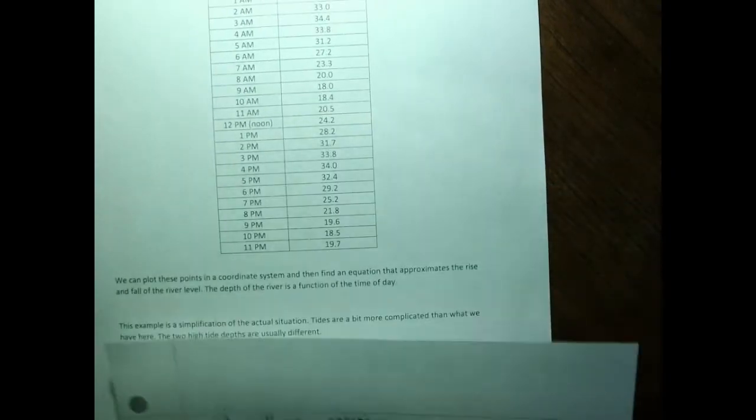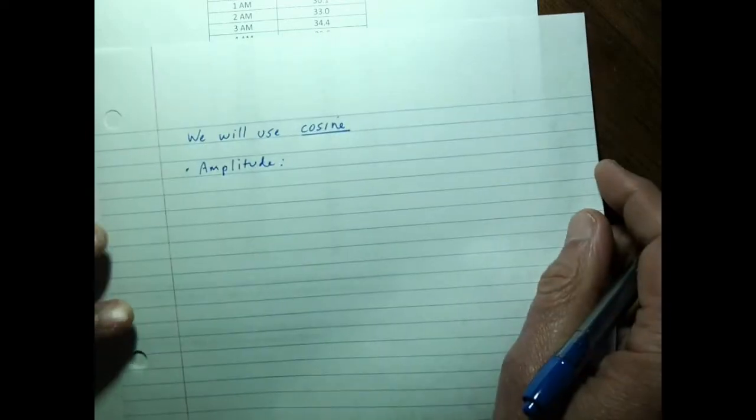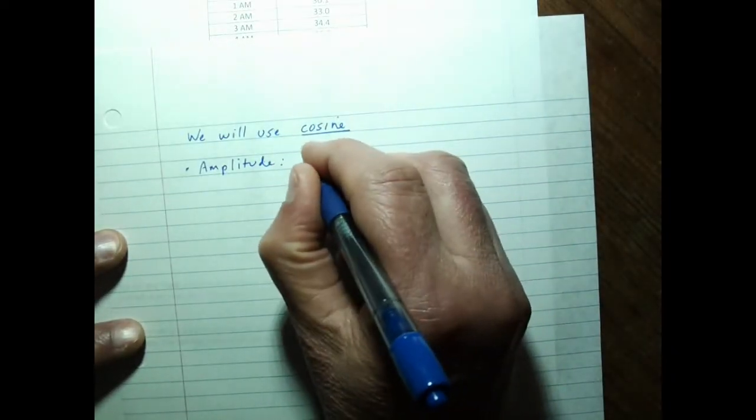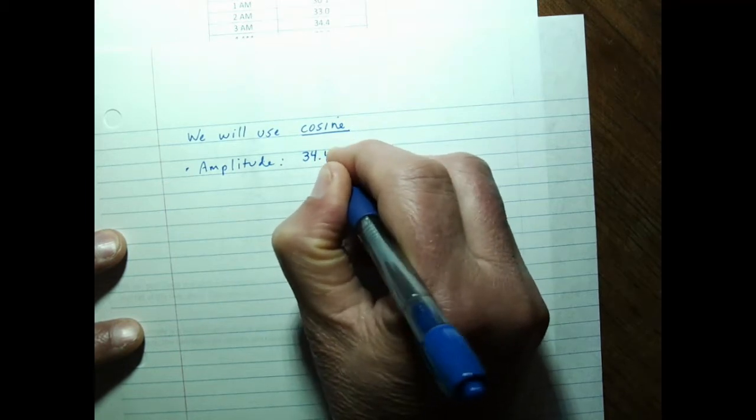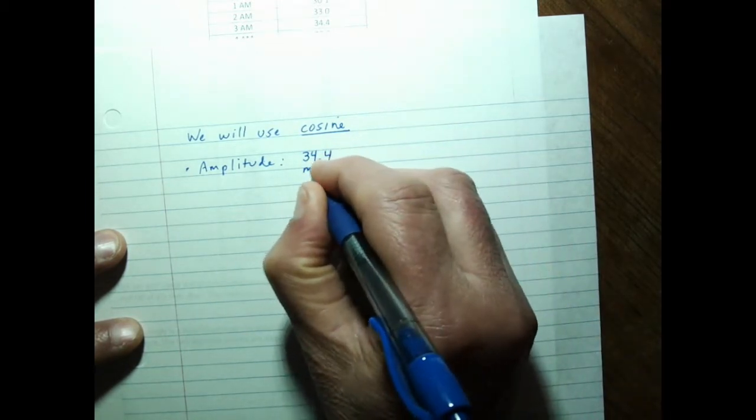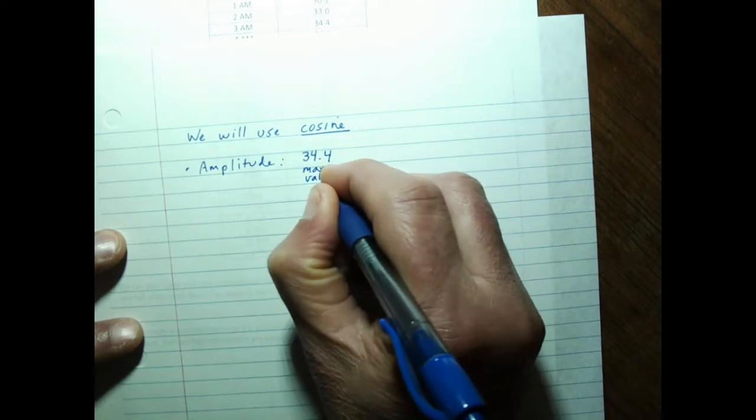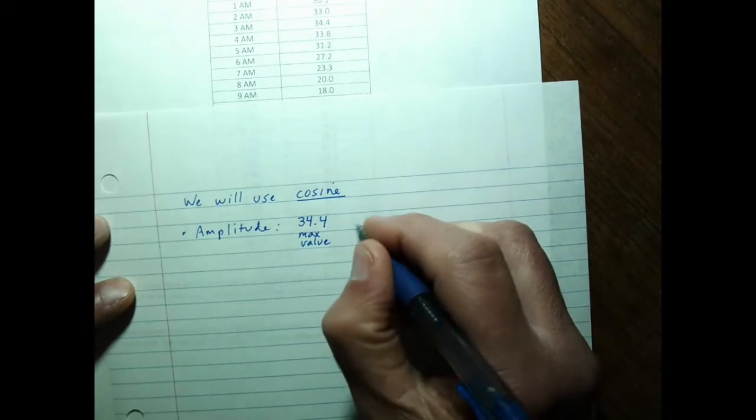So what I want to do is, from my data, look for my largest y value, and the largest y value that I see is, I think, 34.4. That's the max value. The smallest y value that I see on here, I think, is going to be right there. It's 18.0.